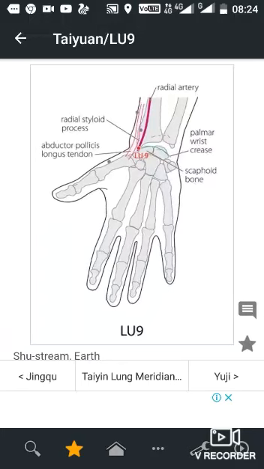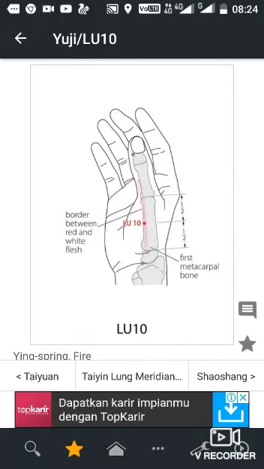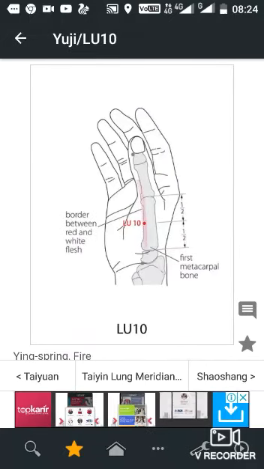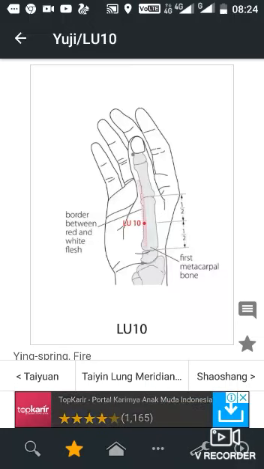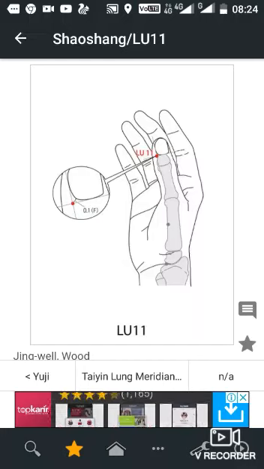On the transverse crease of the wrist, in the depression on the radial side of the radial artery. Lu 10, location. On the midpoint of the first metacarpal bone, at the junction of the red and white skin. Lu 11, location. On the radial side of the thumb, about 0.1 cun posterior to the nail.